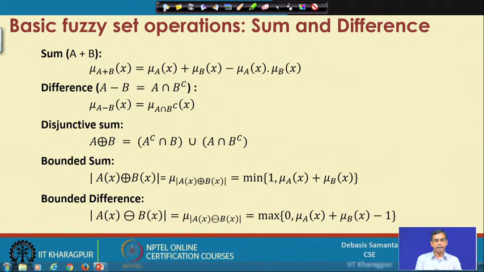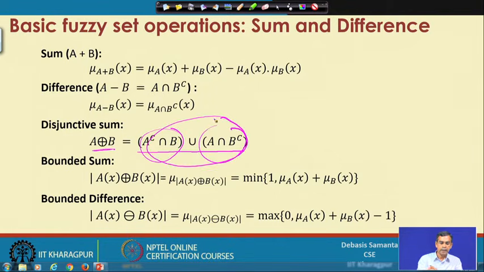Now, their disjunctive sum is denoted by this expression A XOR B, and it can be obtained using this one: A complement intersection B union A intersection B complement. This means that if we know these operations first and then this operation, then we will be able to calculate A XOR B. Now, this is the disjunctive sum.